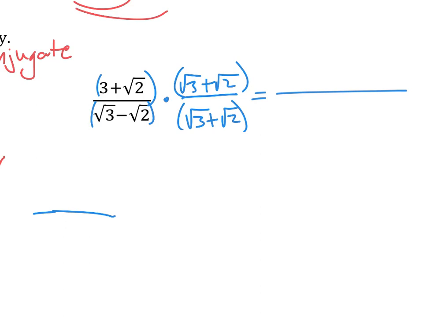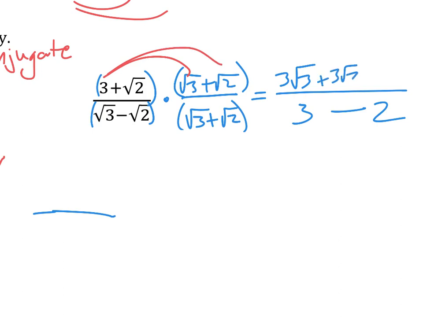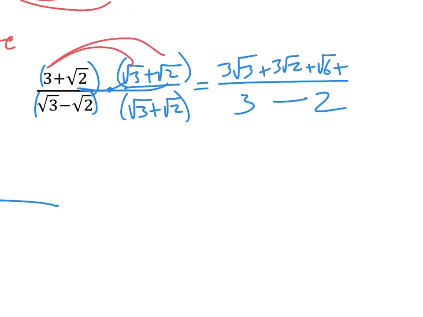We can jump right to it. We're going to take the first thing squared. The square root of 3 squared is 3, minus the second thing squared. The square root of 2 squared is 2. Now the top we have to actually multiply out. So we're going to need 3 times the square root of 3. We've got 3 times the square root of 2. We've got the square root of 2 times the square root of 3. That's the square root of 6. And the square root of 2 times the square root of 2, that's going to be the square root of 4.